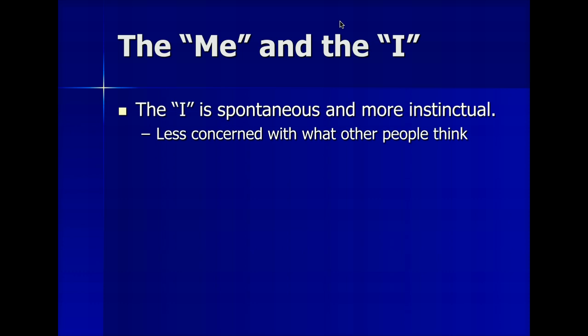Now, symbolic interactionism breaks down our identities into two different kinds. We have the me and we have the I. The I is the spontaneous and more instinctual part of you. It's the part that's less concerned with symbols, the part that's not concerned with what other people think. These are all the things we wish we could do, all the people we wish we could tell off, but you don't end up doing it for whatever reasons. The instinctual part of you maybe doesn't want to be sitting there listening to a lecture right now. You'd rather be outside playing hooky, going out with friends, etc. That's the I that is spontaneous and instinctual.